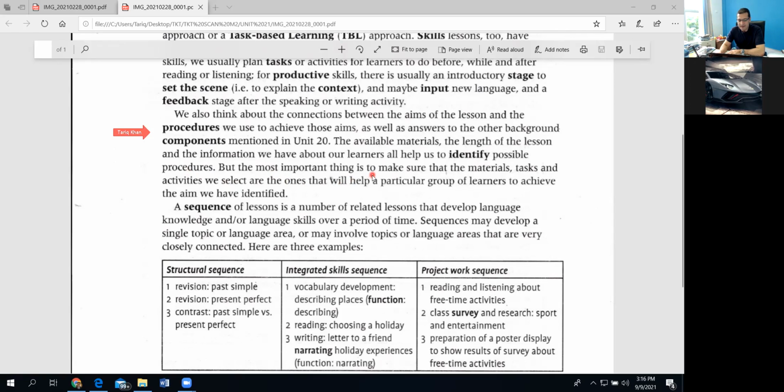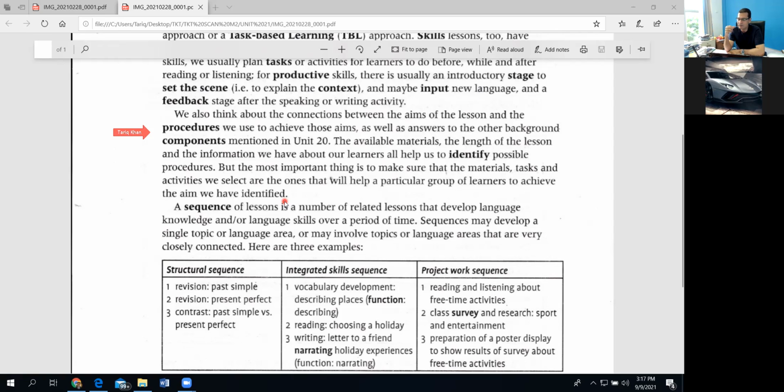But the most important thing is to make sure that the materials, tasks, and activities we select are the ones that will help a particular group of learners achieve the aim we identify. In schools, you already have the material. You only add supplementary material to help understand the topic more easily. Activities and tasks you also add, carefully selecting them according to the learners.